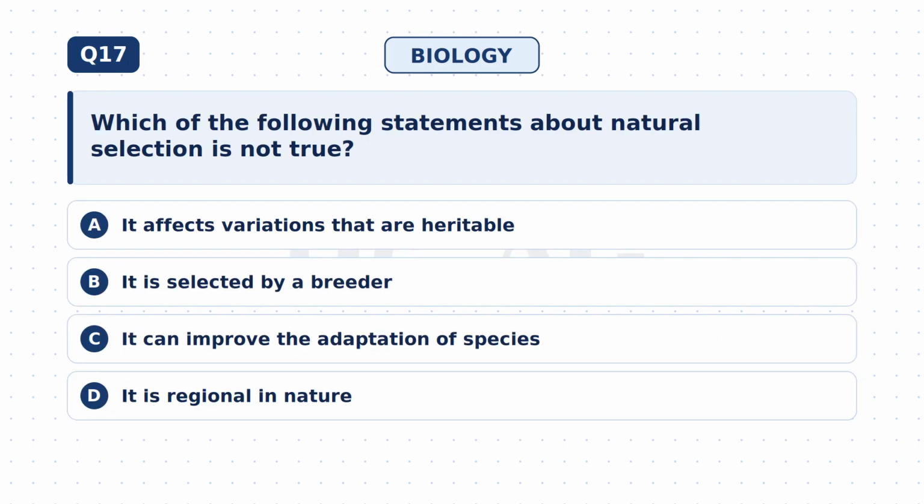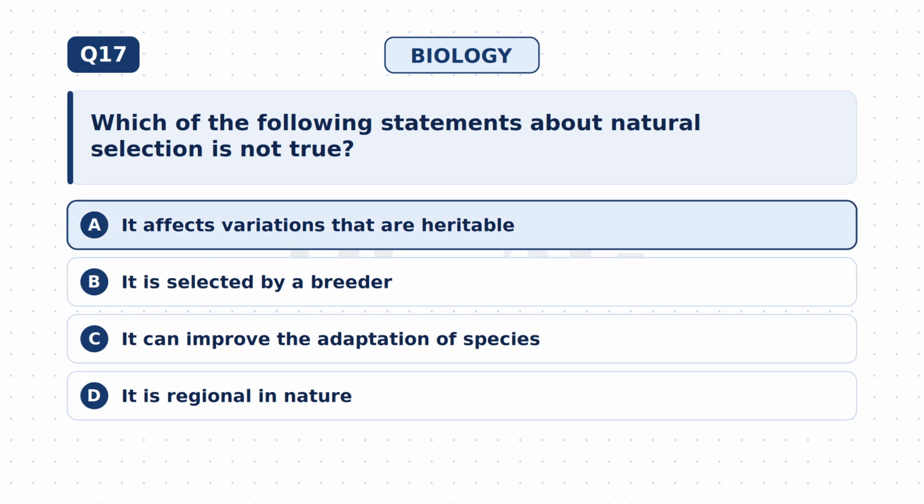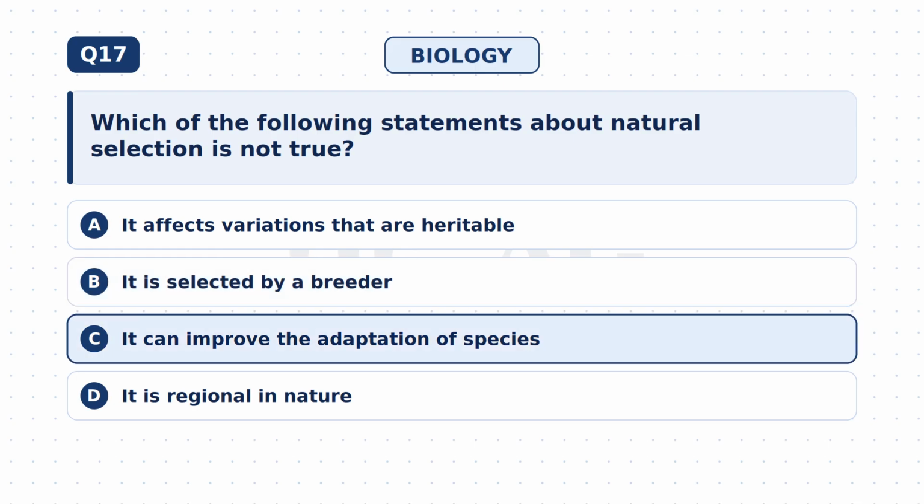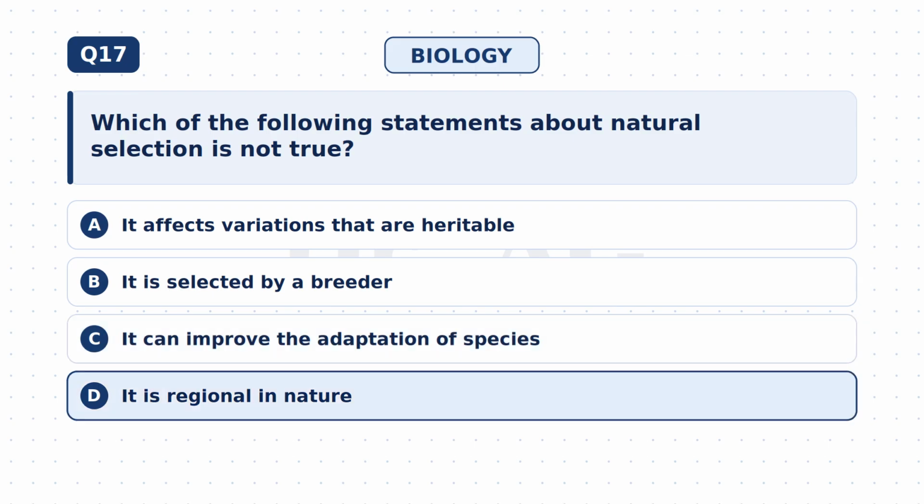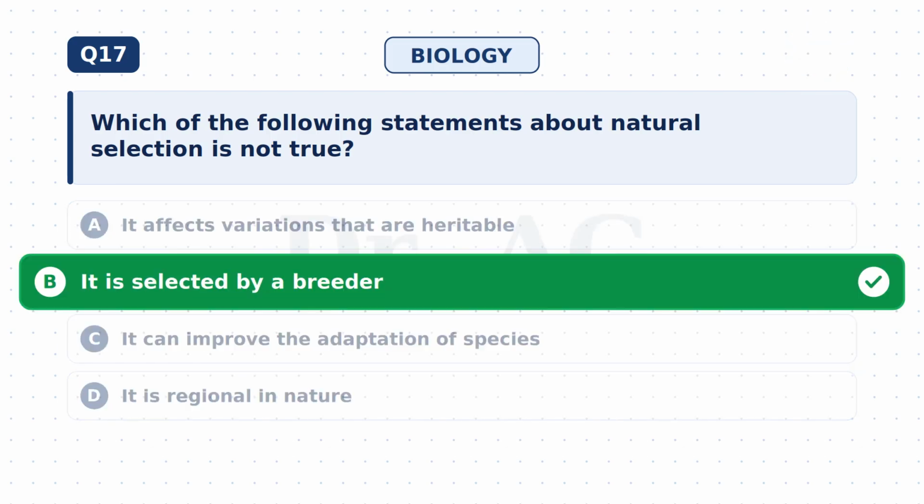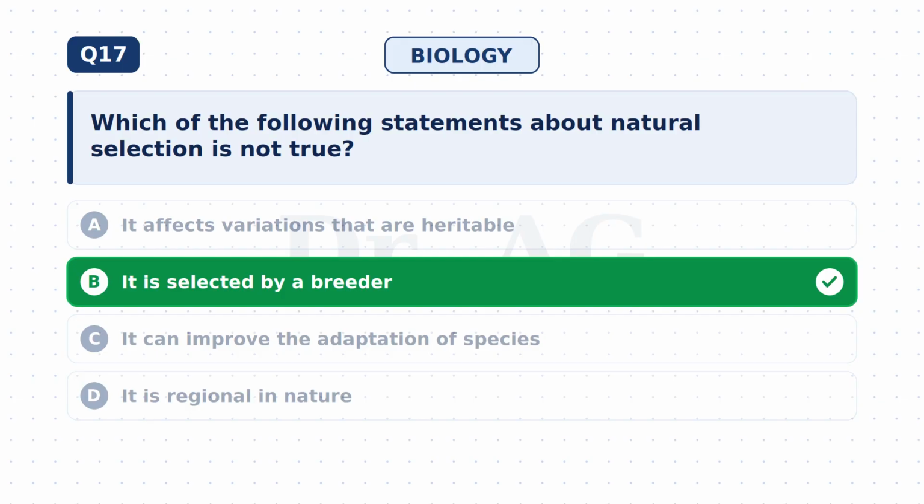Question 17. Which of the following statements about natural selection is not true? Option A, it affects variations that are heritable. Option B, it is selected by a breeder. Option C, it can improve the adaptation of species. Option D, it is regional in nature. The correct answer is B, it is selected by a breeder.